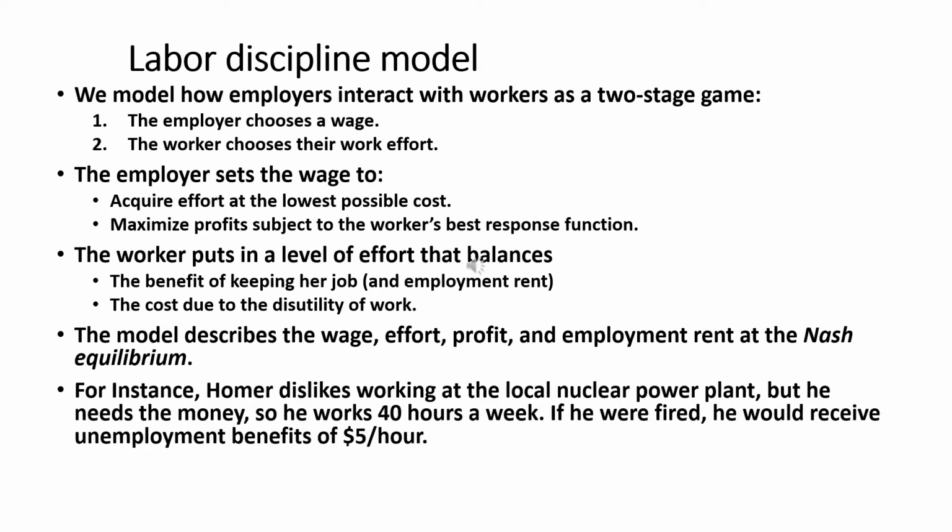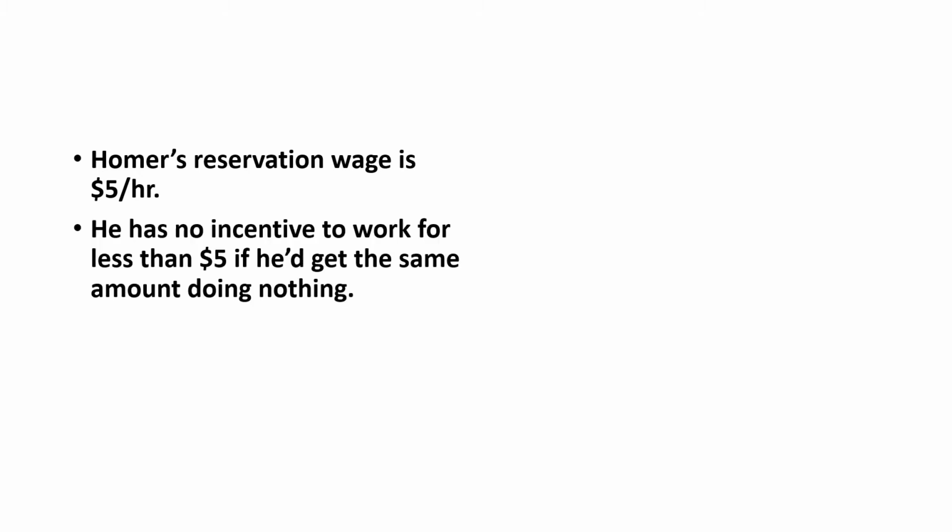Let's look at an example. Suppose Homer dislikes working at the local nuclear power plant, but he needs the money, so he works 40 hours a week. If he were fired, he would receive unemployment benefits of $5 an hour. In this case, Homer's reservation wage is the value of his unemployment benefits, that is, the $5 per hour, because at that wage, he is indifferent between working and not working. Basically, he has no incentive to work for less than $5 per hour if he would get the same amount by not doing anything.